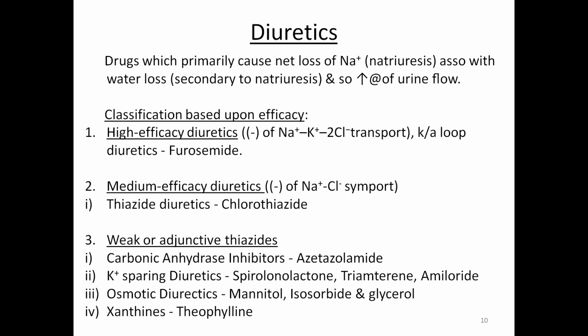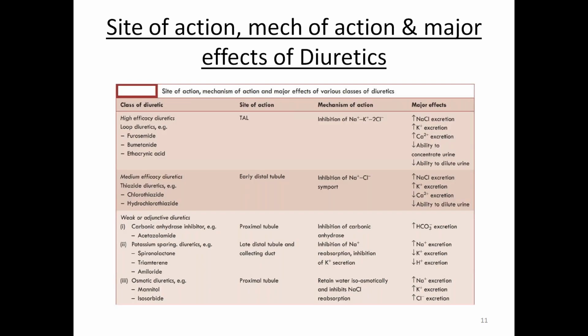And then there are weak or adjunctive diuretics, which include carbonic anhydrase inhibitors like acetazolamide, potassium sparing diuretics like spironolactone, triamterene, amiloride, osmotic diuretics like mannitol, isosorbide, and glycerol, and xanthines like theophylline. So these are your three types based on efficacy, and this table gives you the site of action of each.